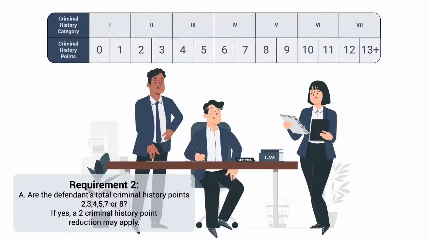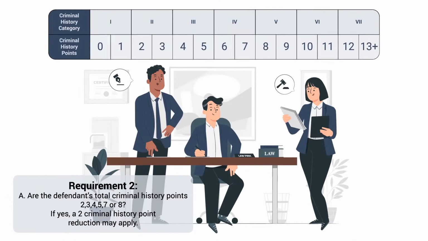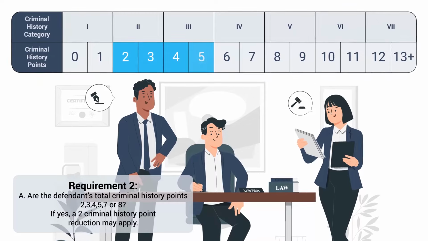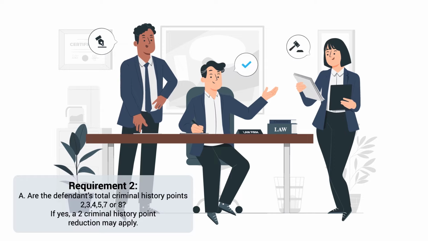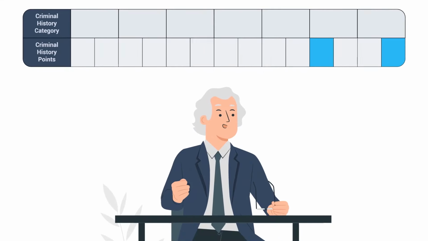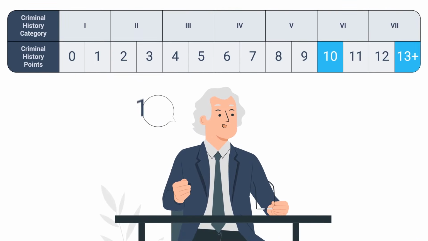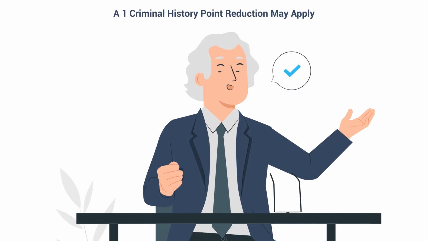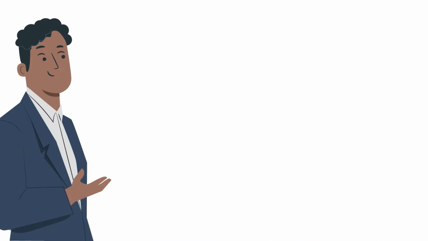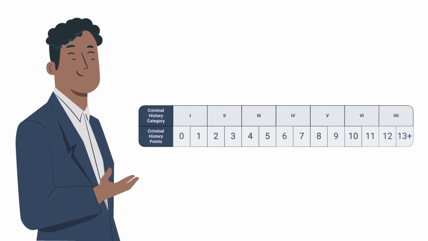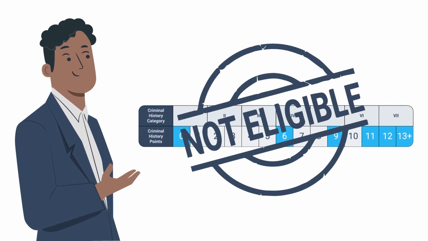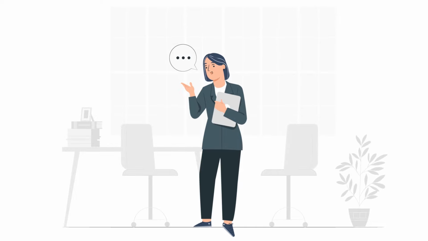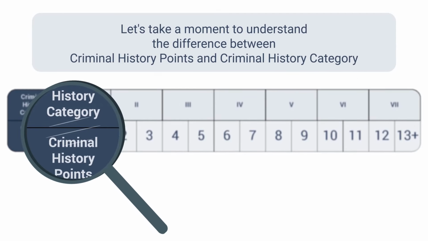Requirement 2. A. Are the defendant's total criminal history points 2, 3, 4, 5, 6, or 8? If yes, a 2 criminal history point reduction may apply. Or B. Are the defendant's total criminal history points 10 or 13? If yes, a 1 history point reduction may apply. Please note, if the defendant's total criminal history points are 0, 6, 9, 11, 12, or greater than 13, they are not eligible.